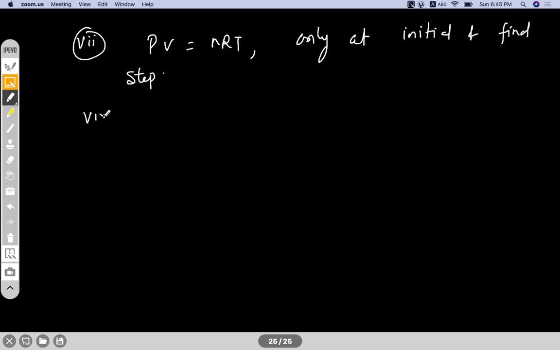And the most important one is we have P external constant, external pressure.